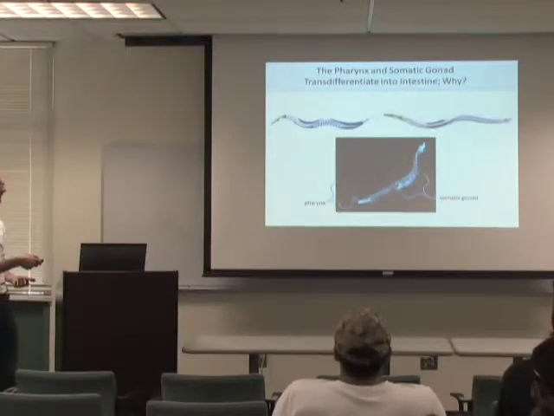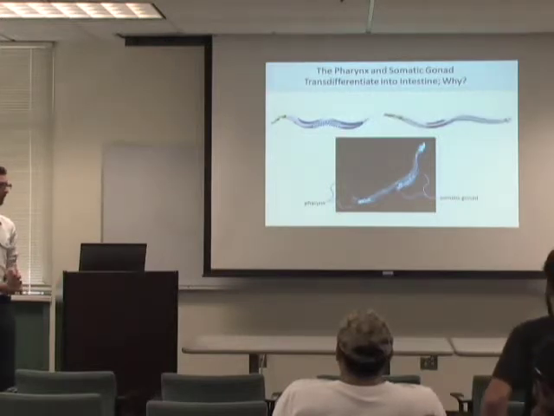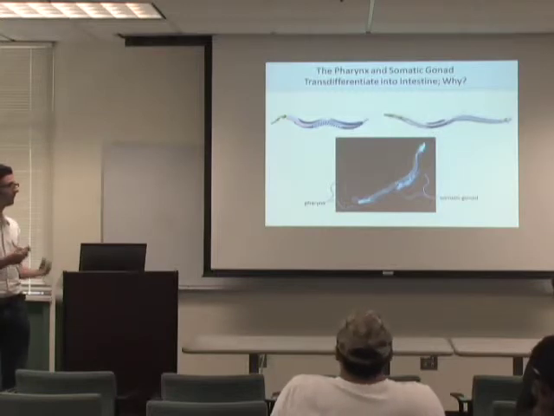Over here you'll see the entire C. elegans showing this cyan fluorescing protein that is intestine specific. Over here, this region is the somatic gonad, which includes the uterus, the gonad arms of the C. elegans, as well as, in the hermaphrodites, the vulva. And over here you'll see the pharynx, and we see that there are these intestine-specific markers in the pharynx as well as the somatic gonad. And so we're wondering why this is.